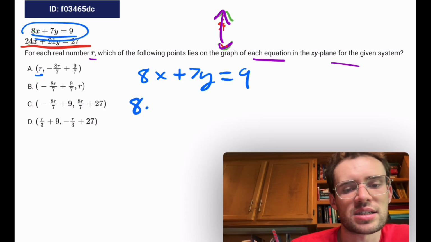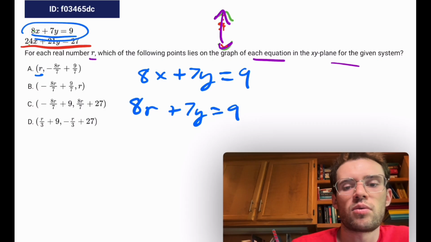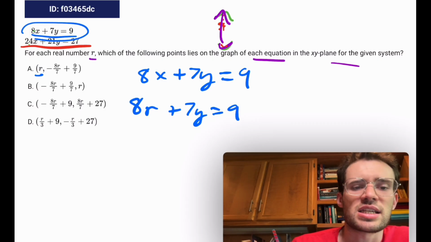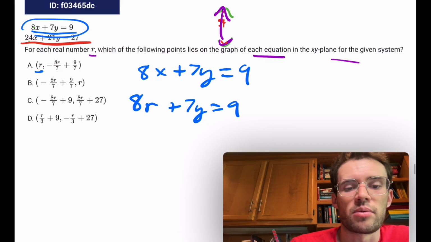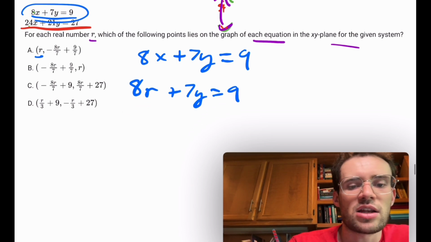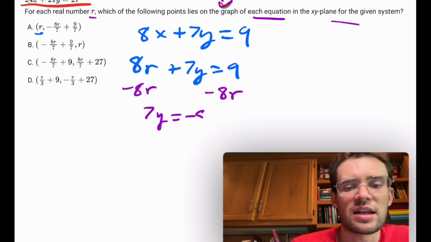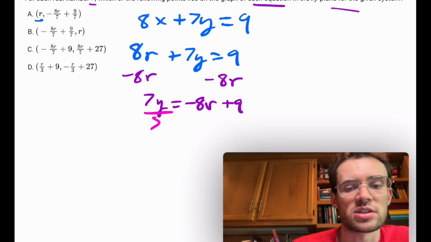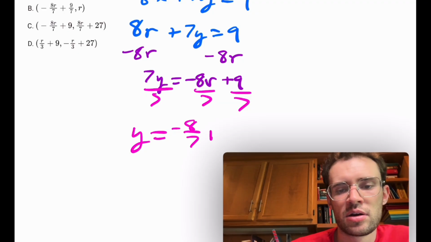So we get 8 times r plus 7y equals 9. Now we want to get y. And actually what might make this easier is to get y alone, right? So we could, from the initial equation, get y alone, but that's essentially what we're doing here because r is in place of the x. All right, so I'm going to subtract 8r from both sides, and that gives me that 7y equals negative 8r plus 9, and then we want just y, so divide everything by 7. So we get y equals negative 8/7 r plus 9/7.